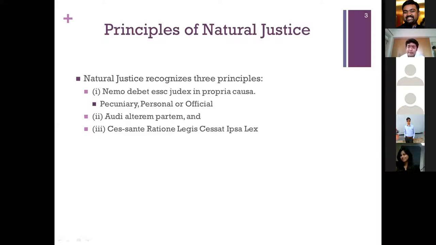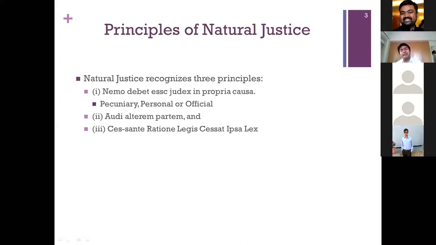Anyone else? Just unmute yourself and you can share your thoughts. So it means, sir, anyone who is a party in the case must be heard, sir. Correct. That you cannot, as some of these judges phrase it, condemn anyone unheard.